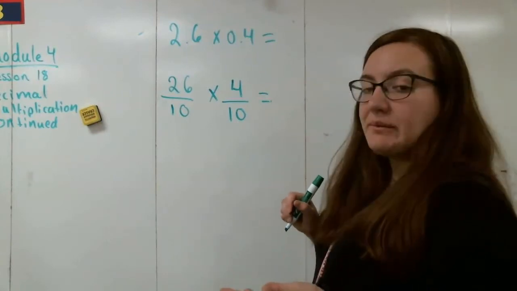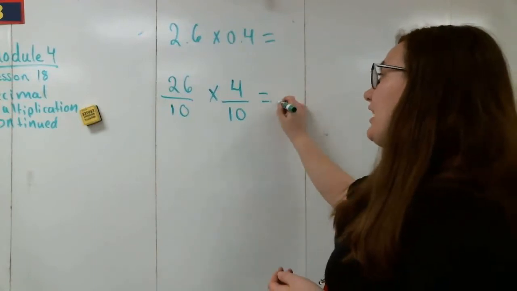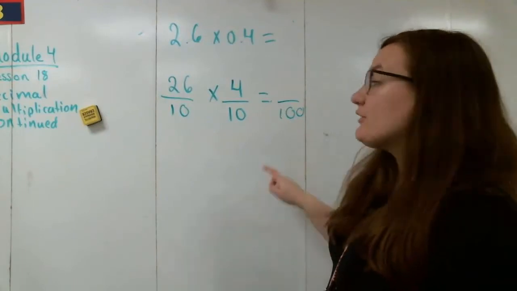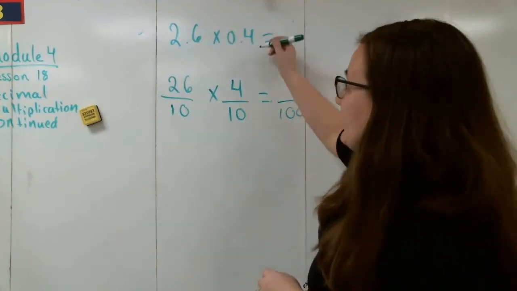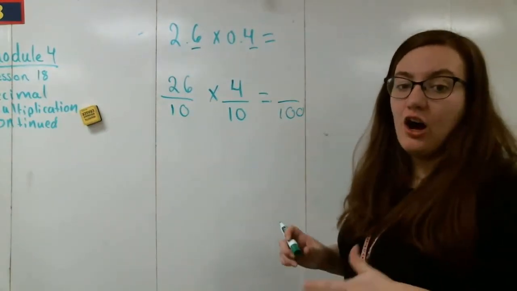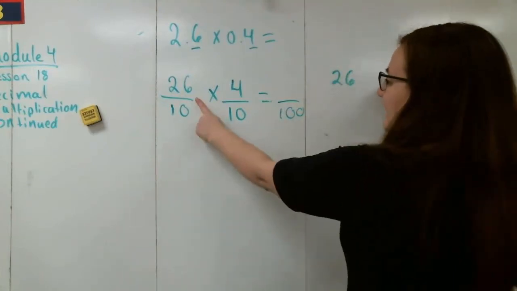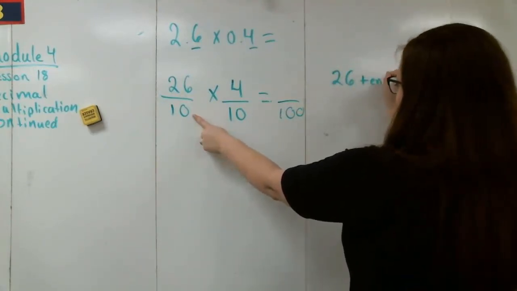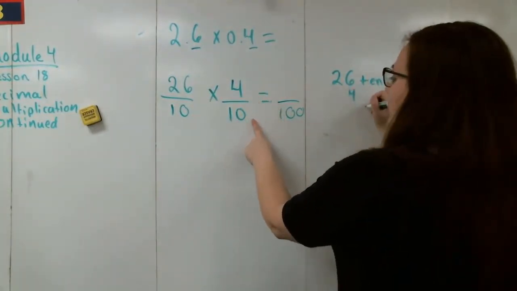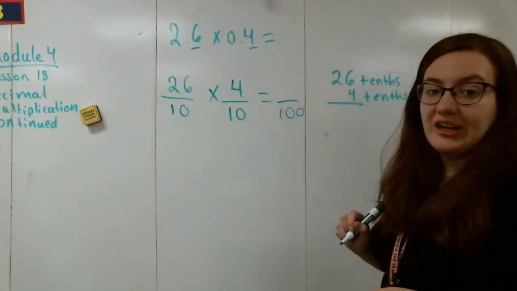Now, I could do 26 by 4 in my head, but that still could be difficult. So we're still going to do that standard algorithm. But I do know that my denominator is going to be hundredths. And I see that I have 2 place values. So that means that my answer is going to be in the hundredths. So I'm going to set up that standard algorithm. So I have 26 tenths. I'll make sure I write it in unit form just like that. And then I have 4 tenths. And I set it up just like that.